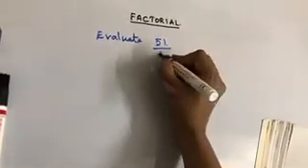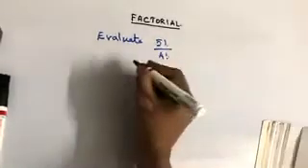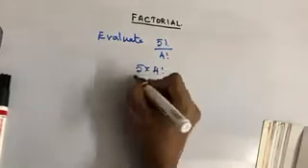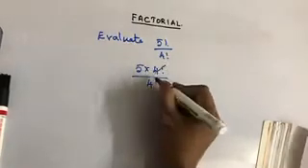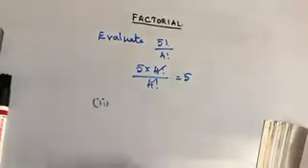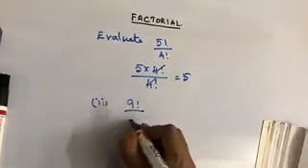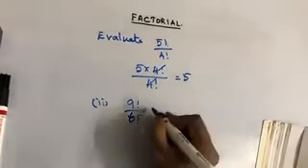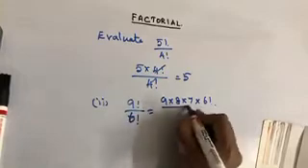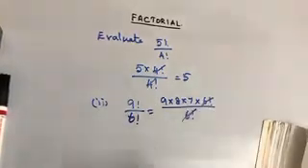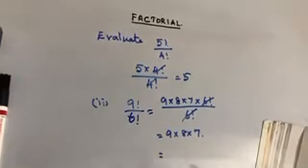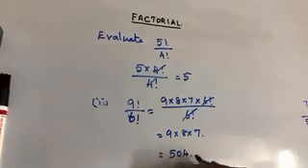Evaluate 5 factorial by 4 factorial. Okay, so 5 factorial can be rewritten as 5 into 4 factorial divided by 4 factorial. I can cancel them. So it is 5. Now for example, another one, 9 factorial divided by 6 factorial. So 9 into 8 into 7 into 6 factorial divided by 6 factorial. So while cancelling, you get 9 into 8 into 7. What is it? So it is 504. Okay.